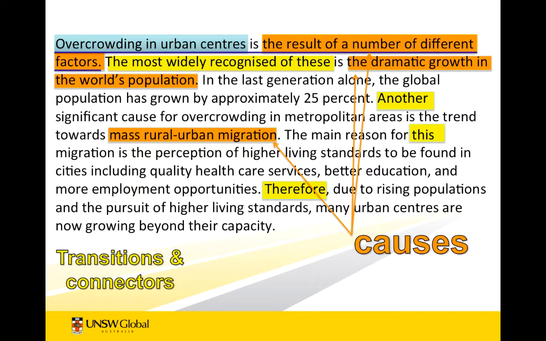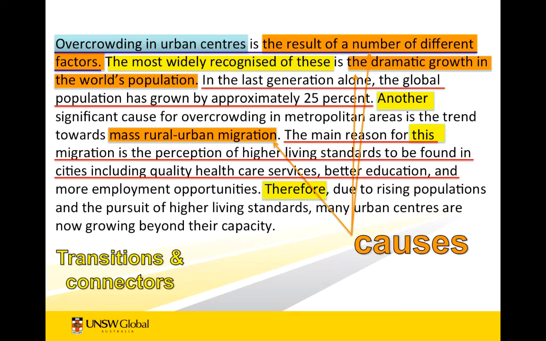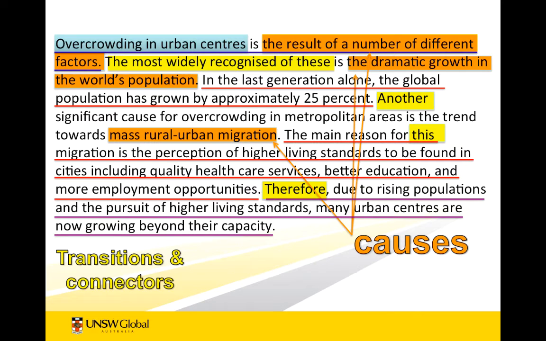Now we'll move on and look for the supporting ideas that are given to develop these two causes that are introduced. First, we see data or statistics that have been given to support the idea of dramatic growth. The second is an explanation or further detail to develop the idea that is introduced regarding mass rural-urban migration by the author. Finally, the paragraph finishes with a concluding sentence. This concluding sentence summarizes the ideas that have been presented throughout the paragraph.